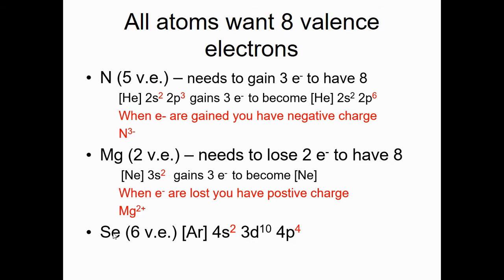So let's look at selenium. Selenium has 6 valence electrons. It needs 2. If it were to gain 2 electrons to become 8 valence electrons, it now looks like this. But it's got a charge of -2 because it gained 2 electrons. That's all. I'm going to fix this. This right here should say 2 electrons. It didn't gain two, this is because I copied it from up there. It lost 2 electrons to become neon. Okay, that's all I've got for you. Thank you.